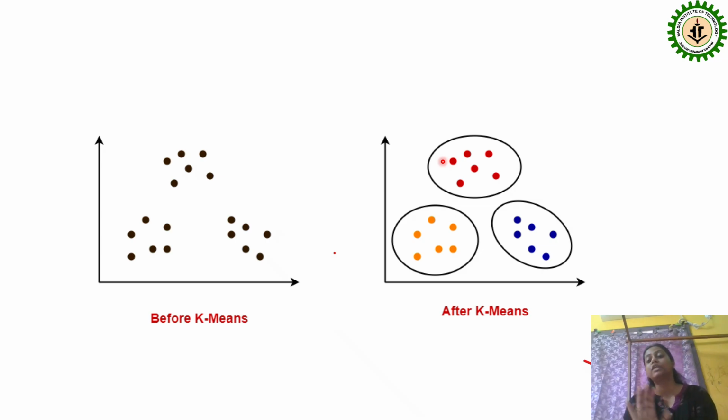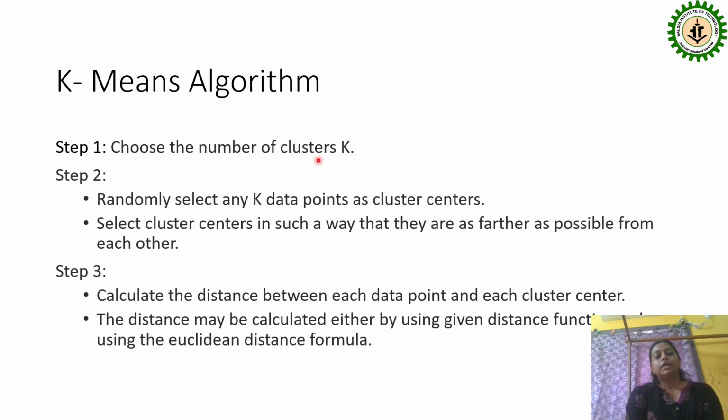But this is the main agenda, or the objective. The objective is that initially we have some data points, and after applying K-means clustering, we will get some clusters. So raw data points will be transformed into some meaningful clusters. This is our objective, to apply the K-means algorithm in clustering. Clear?